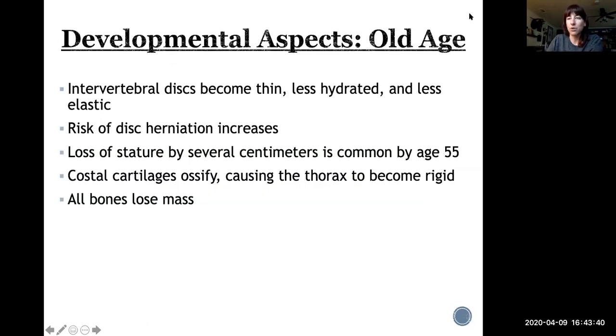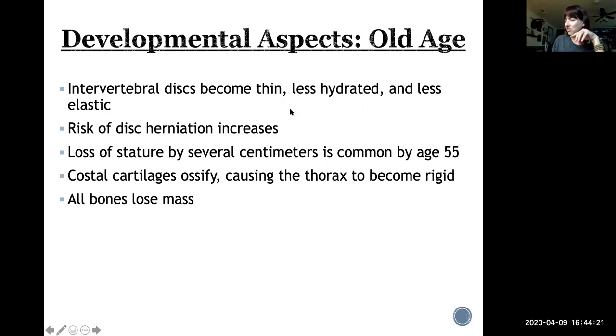Okay, and then of course let's talk about some old age, and I don't think there's anything else disease wise but old age stuff. As you get older, your intervertebral discs, right, that fibrocartilage pad in between each of your vertebrae, get dehydrated. Basically it's not able to absorb any fluid. It becomes thinner and less bouncy and elastic. So being less hydrated means it's not as flexible, less elastic. And if it becomes thinner, that's why you actually get shorter as you get older.